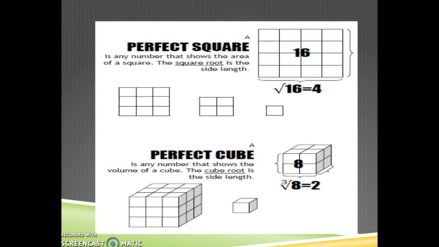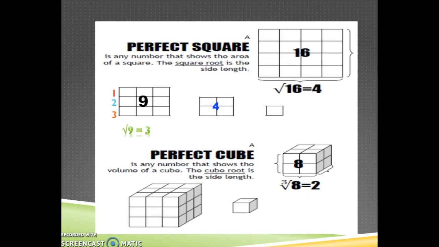Let's take a look at the area of a perfect square. So the area of a perfect square is any number that shows the area of a square. So the square root is the side length. So we're looking at the area of that square is 16 and the square root of 16 is 4, which is the side length. Let's look at the area of the square is 9. So the side length will be 3. So the square root of 9 is 3.